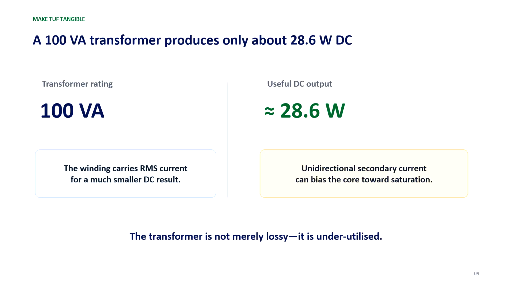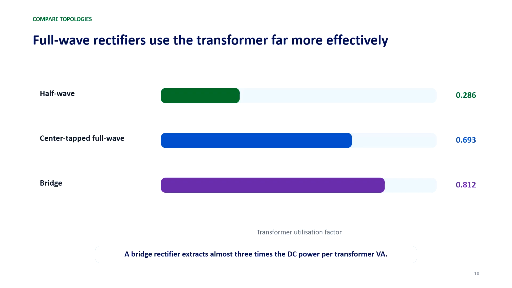The secondary winding carries an RMS current that contributes to heating and VA rating, yet the average DC result is small. In addition, the secondary current is unidirectional, so it introduces a DC component of magnetization that can push the transformer core towards saturation. And when the transformer core saturates, it will distort the waveforms and that will lead to additional heating. Now compare the transformer utilization factors.